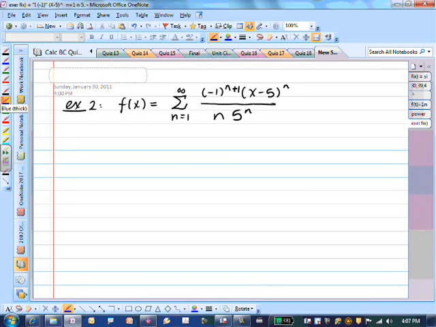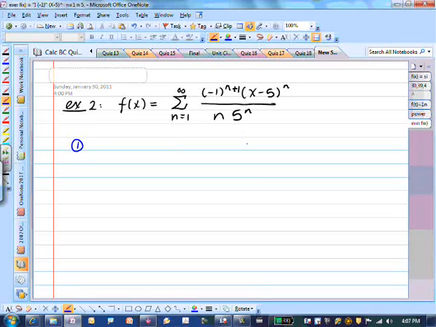Okay, for our second example, I'm just going to make up a power series, and here it is. Sigma n equals 1 to infinity, negative 1 to the n plus 1, (x minus 5) to the n over n times 5 to the n. So this is artificial. We don't know what kind of graph it's related to, just for example. You can pause the video if you need to write it down.